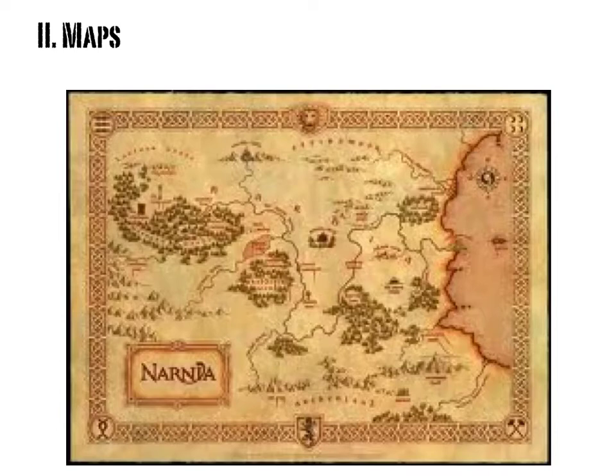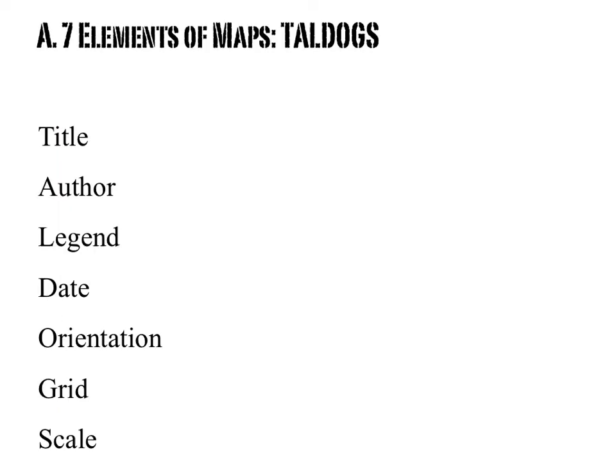We have a lot to say about maps, some of which you know, some of which you don't, so let's get to it. When we talk about the different elements of maps, there are 7 in particular that we want to focus in on, and the acronym for this is TALDOGS, for title, author, legend, date, orientation, grid, and scale. Let's go through them one by one.